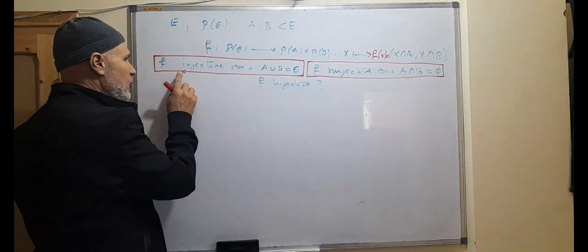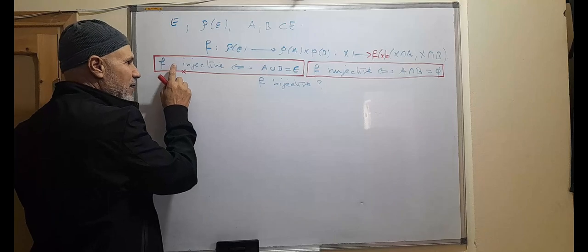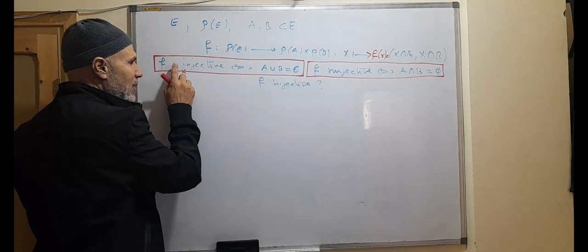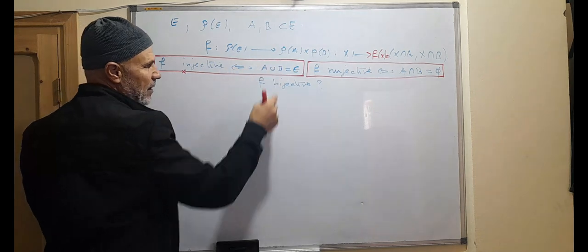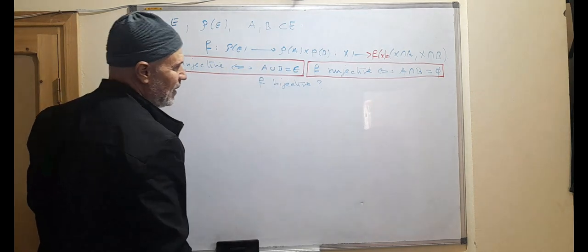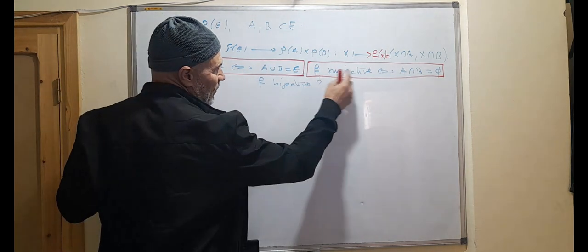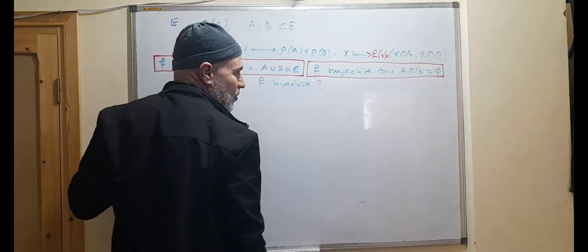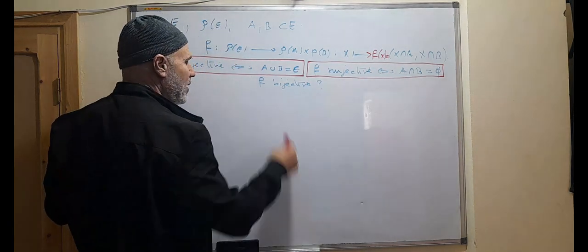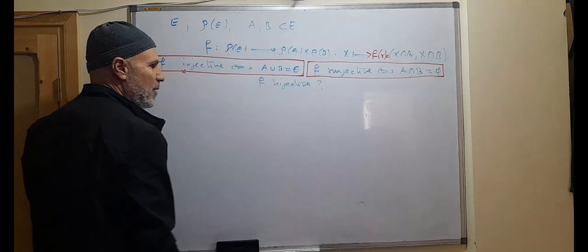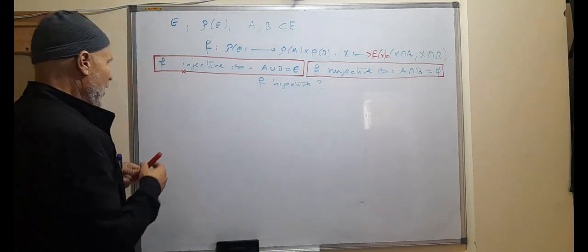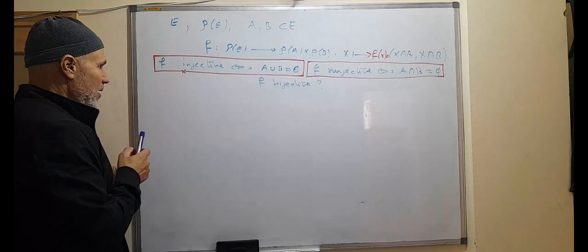The first question: we characterize the injection. So F is injective if and only if A union B is equal to E, and F is surjective if and only if A intersection B is equal to the empty set. Then we give a characterization such that F is bijective. We start with this question.